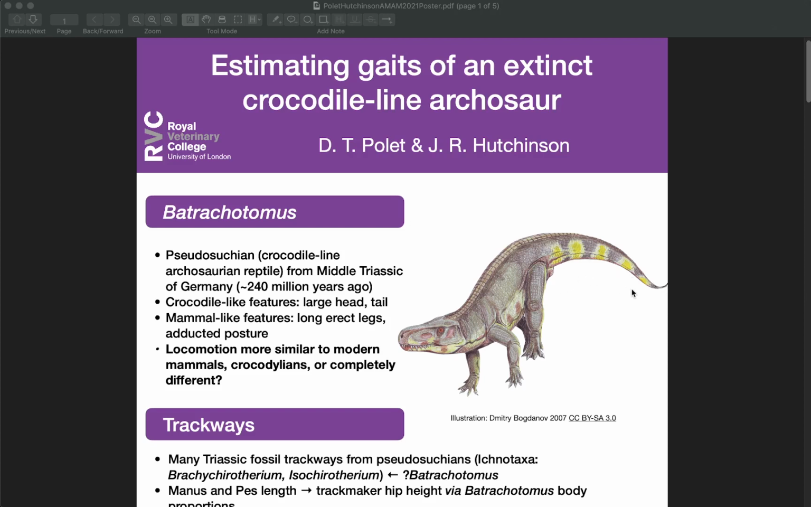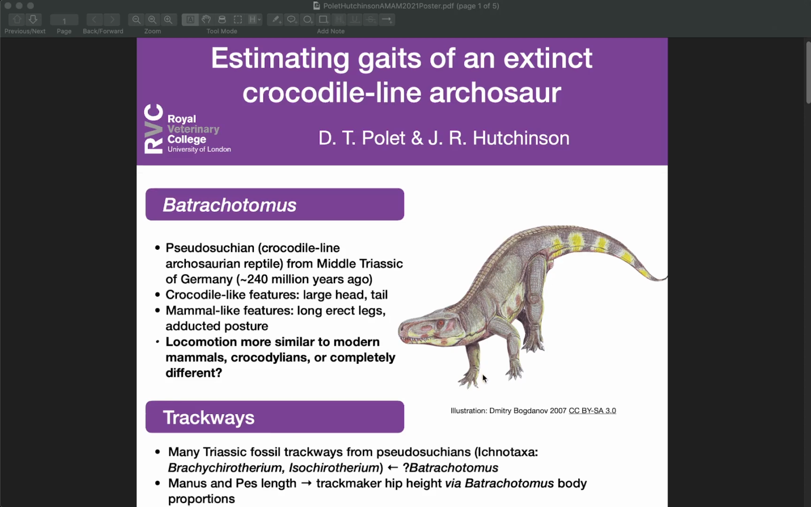It has some features that we think of when we think of modern-day crocodiles, such as a large head and a long, massive tail, but then it has other features that we don't see in its modern-day relatives. It has these long, erect, adducted limbs that are more similar to, say, the pose of a modern mammal. And so the question is whether it would have moved more like a modern-day crocodilian, or more like a modern-day mammal?